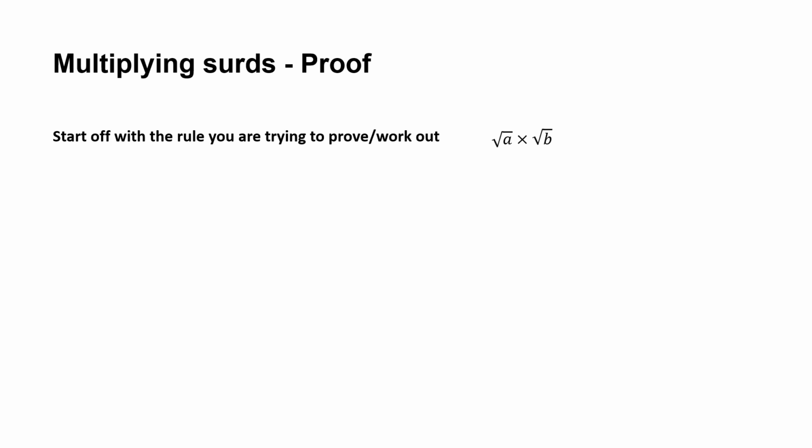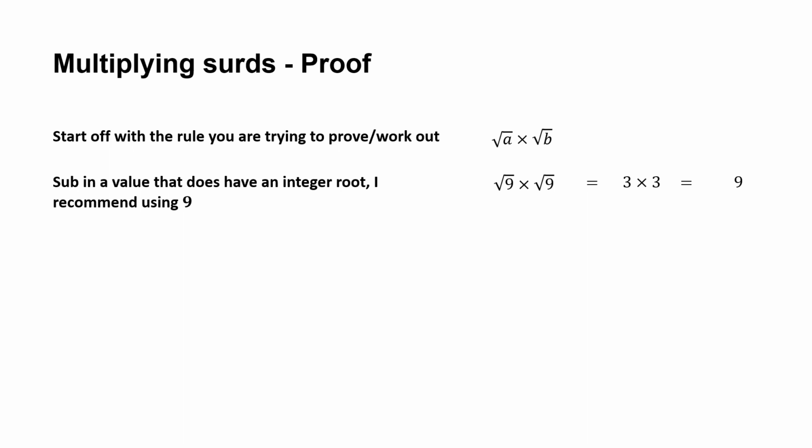So you get a question and you need to work out what root a times root b is, with obviously integers instead of a and b. And you think, oh, I can't remember what the manipulation for this is. Well, what you do is you start with this, and we're going to put some integer values in. In this case, I'm going to go with 9s. So why am I doing this?